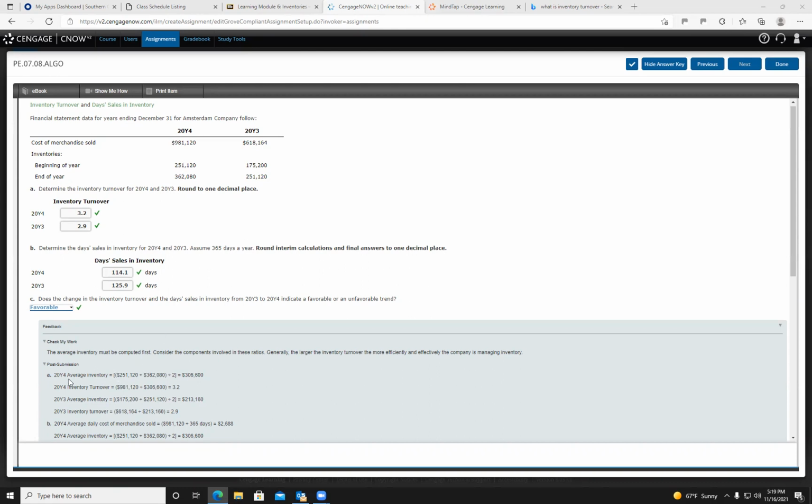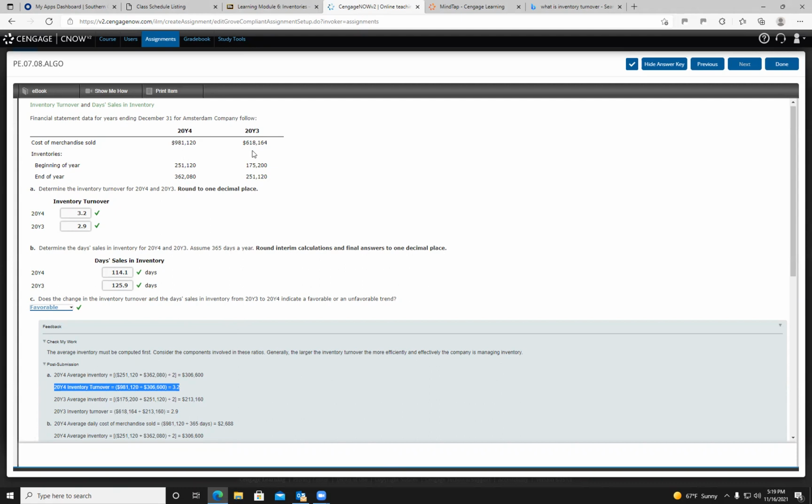And you can see that right here. So if we look at it right here, here's an example of calculating the average inventory for the year ending in 4. All right, so then you take that average inventory and you divide that into your cost of merchandise sold. So if you look at that right here, you see that calculation. So you take the total cost of merchandise sold, divide it by that average inventory, and that gives you your inventory turnover of 3.2.